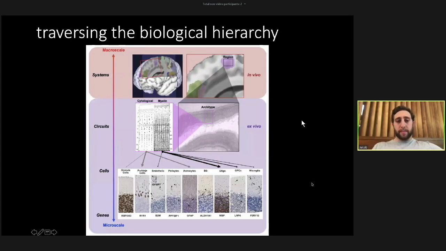So basically, we're going to be talking mostly about data that occurs at this level of scale in terms of the biological hierarchy, and the imaging data that most people relate to this atlas is at the macro scale level of this hierarchy. And so how do we best traverse these levels, and what information at the macro scale is being captured at the micro scale and vice versa?